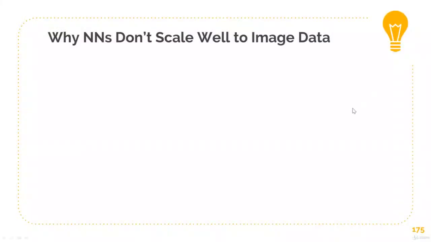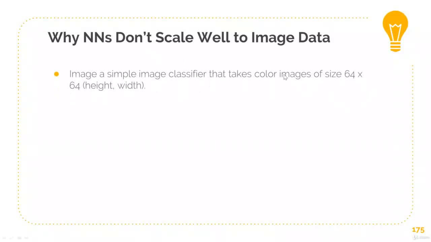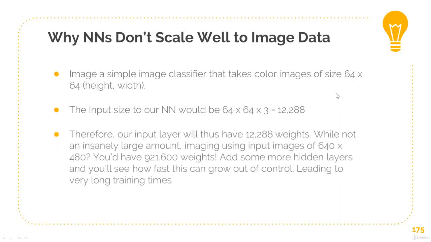So, as I said, neural nets don't scale well to image data. And why is that? Let's consider a small color image, 64 by 64 pixels. So, how many inputs is that? 64 by 64 times 3. That's 12,000 inputs already for what is a tiny image here. So therefore, the input layer will have at least 12,000 weights, and that is large.